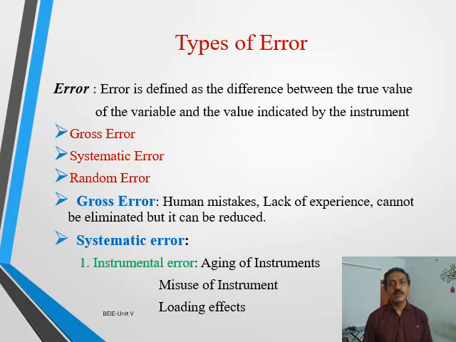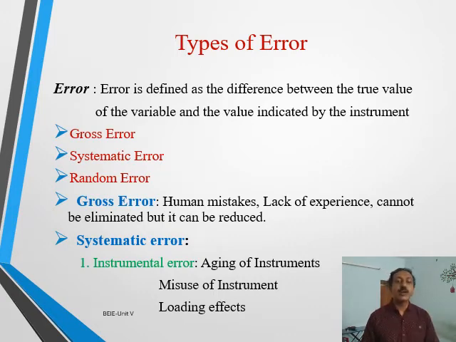Next we shall see about error and types of error. What is meant by error? It is the difference between the true value of the variable and the value indicated by the instrument, or the true value and the measured value. The difference is called error. There are three main categories of error. Number one is gross error, second is systematic error, and third one is random error. Let's see one by one.